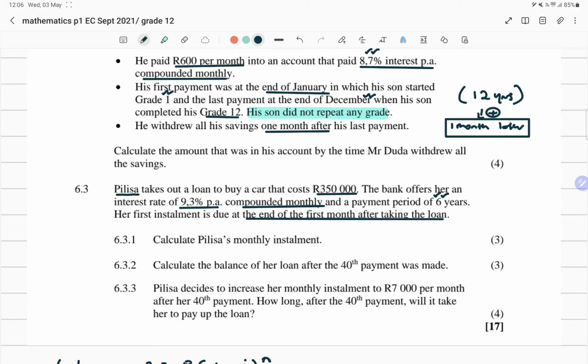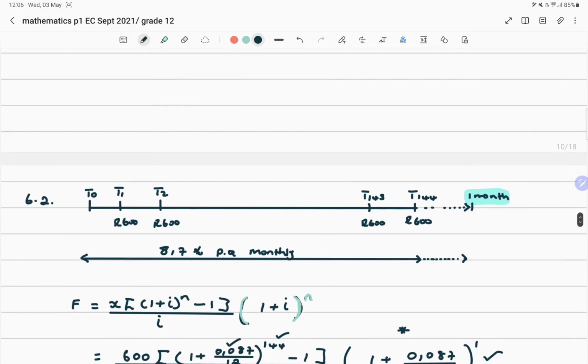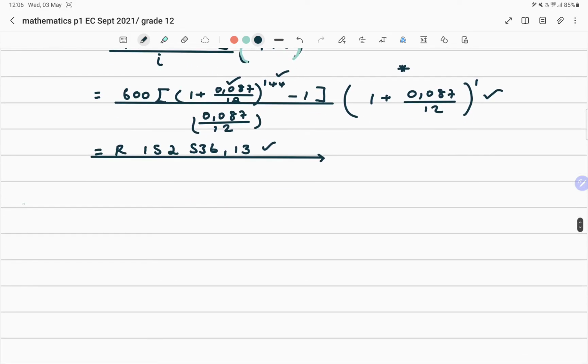Anyhow, let's go on. So it says now, calculate Pilisa's monthly installment. Okay, great. So 6.3, we also need a timeline.